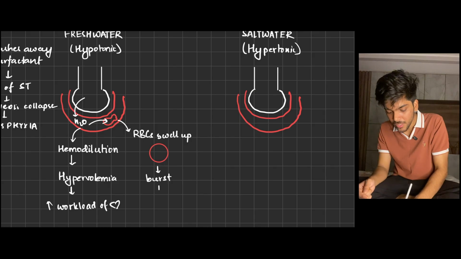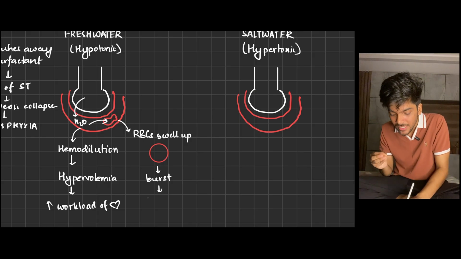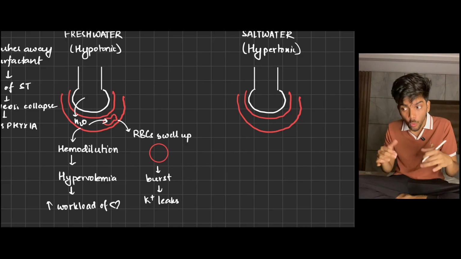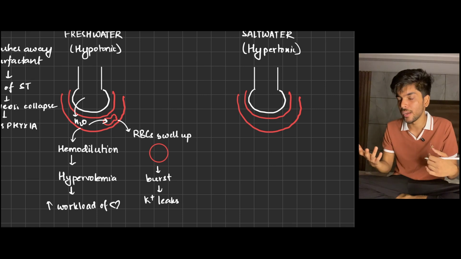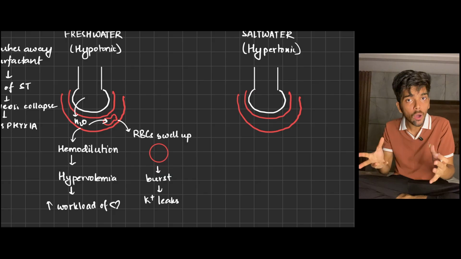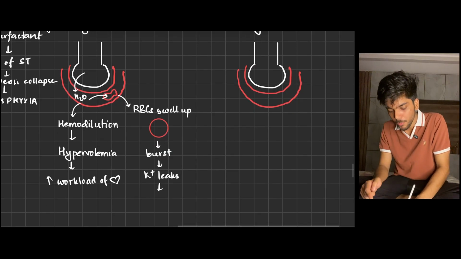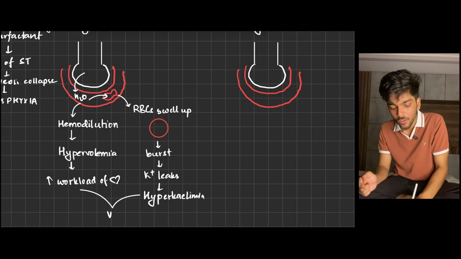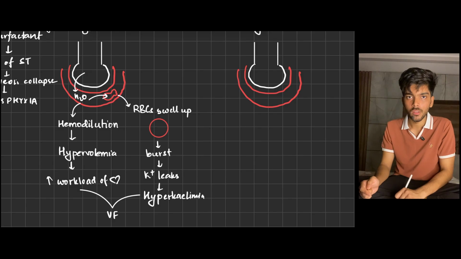As the RBC bursts, the potassium from inside the RBC leaks out. And you should know that inside the cell you have more potassium and outside the cell you have more sodium and chloride. So if the cell bursts, all that potassium from inside the cell will leak out, and that leads to hyperkalemia. It is due to the combined effect of hyperkalemia and increased workload of the heart that there is death due to ventricular fibrillation.